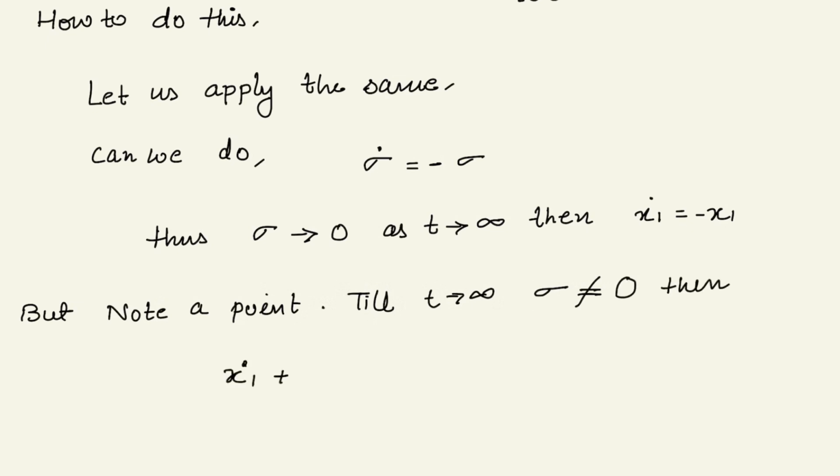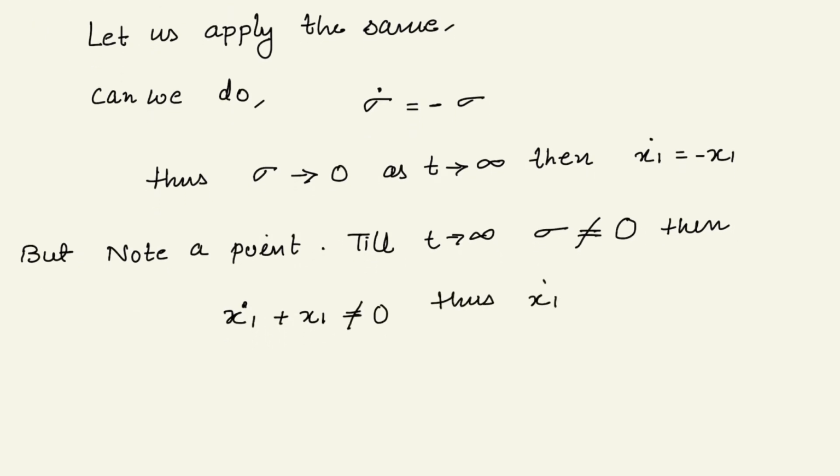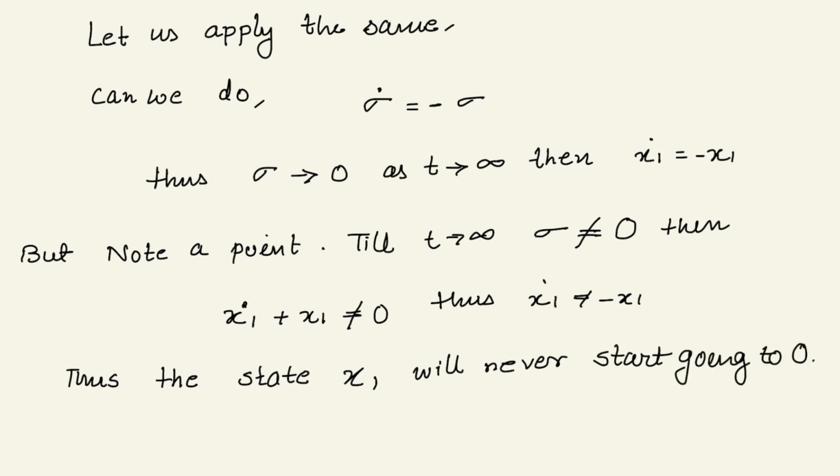But there is a problem with this, as till the time equal to infinity, sigma never becomes 0. So x1 dot plus x1 will not be 0. Thus we need to find something else. So now we need the sigma to go to 0 in finite time. So the strategy of sigma dot equal to minus sigma is not going to work.